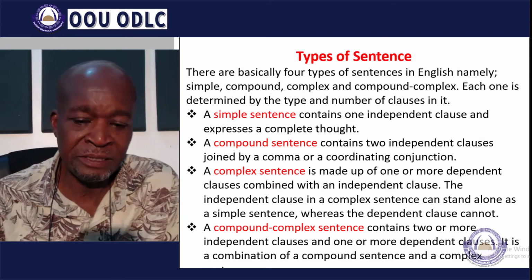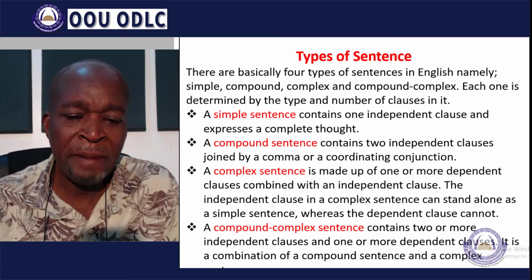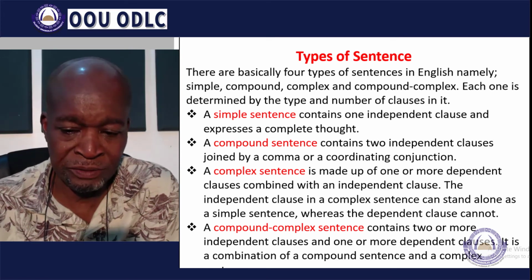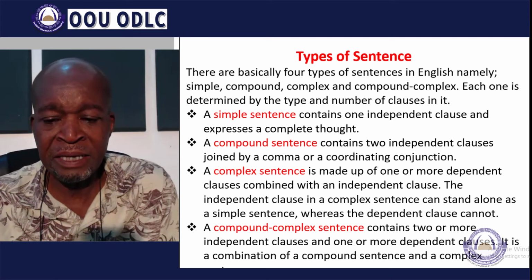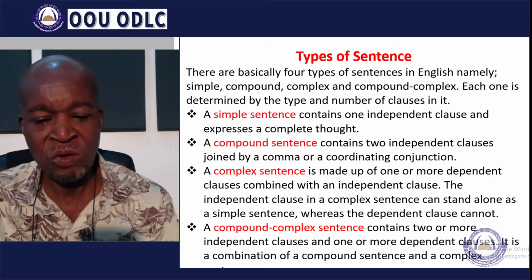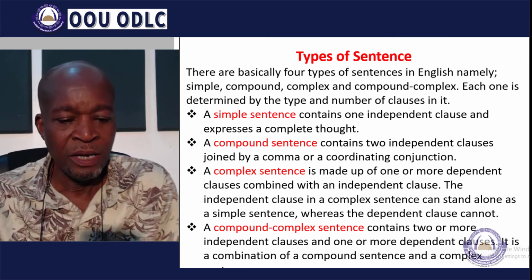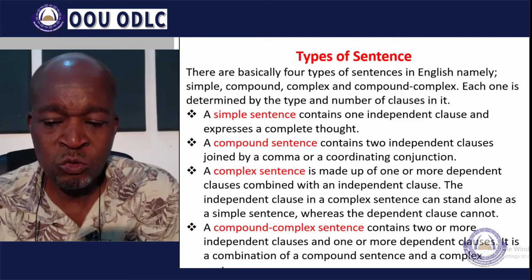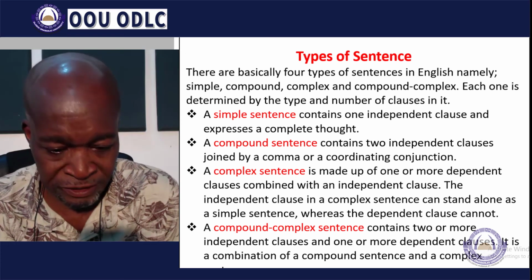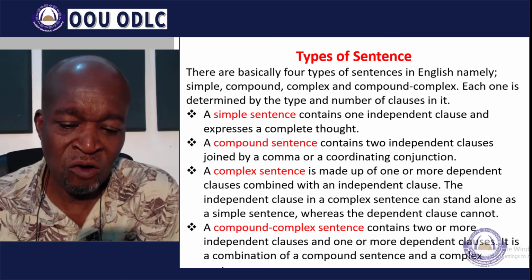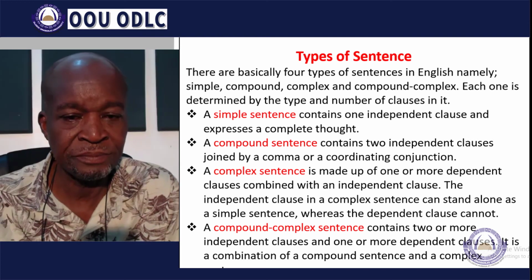A complex sentence is made up of one or more dependent clauses combined with an independent clause. The independent clause in a complex sentence can stand alone as a simple sentence, whereas the dependent clause cannot. A compound complex sentence contains 2 or more independent clauses and 1 or more dependent clauses. It is a combination of a compound sentence and a complex sentence.